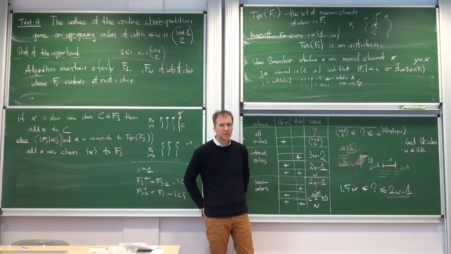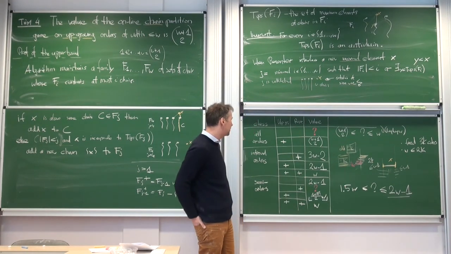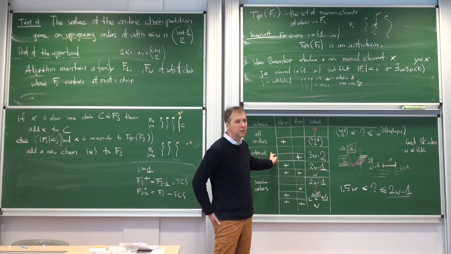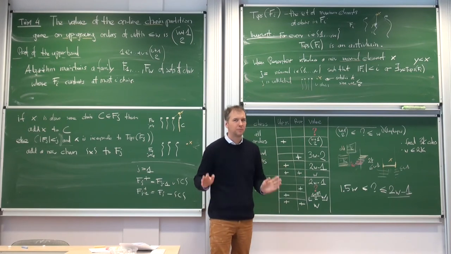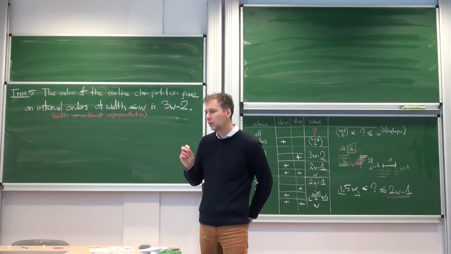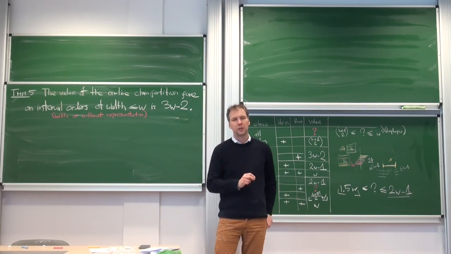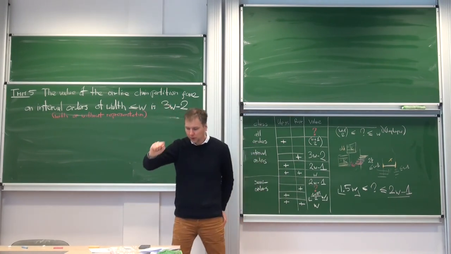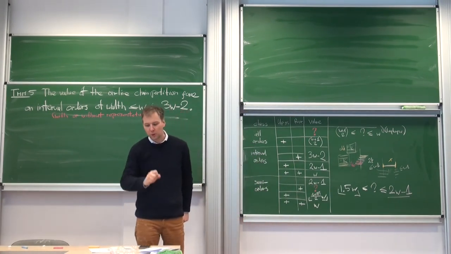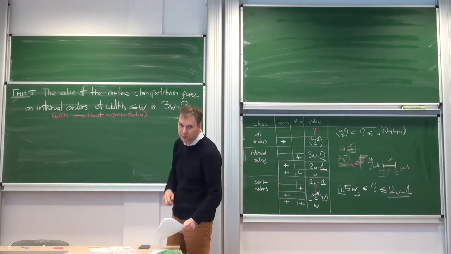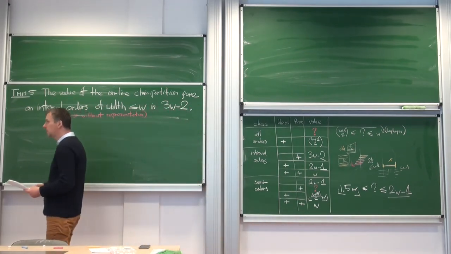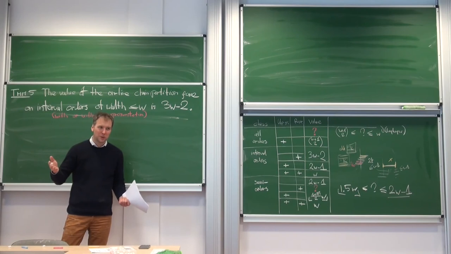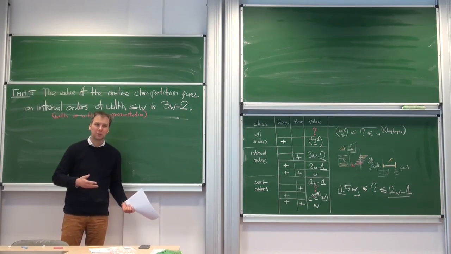Okay, so that's a quick overview of the topic, and let's have a look at this very nice game on interval orders themselves. The value of an online chain partition game on interval orders, with or without representation, is 3W minus 2. We do both upper bound and lower bound for both variants of the game. So luckily we don't need to do 4 arguments, it's just enough to do 2: in the more restrictive setup the upper bound, and in the more restrictive setup the lower bound, respectively.